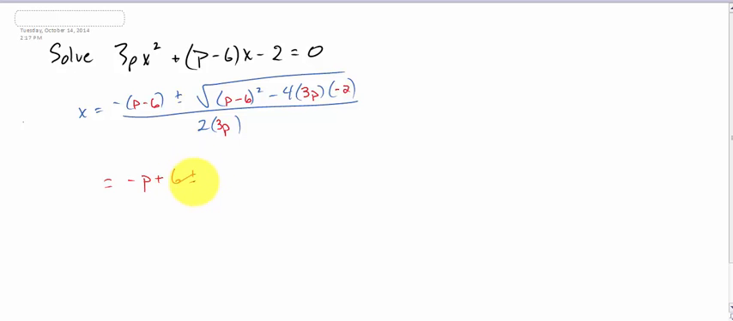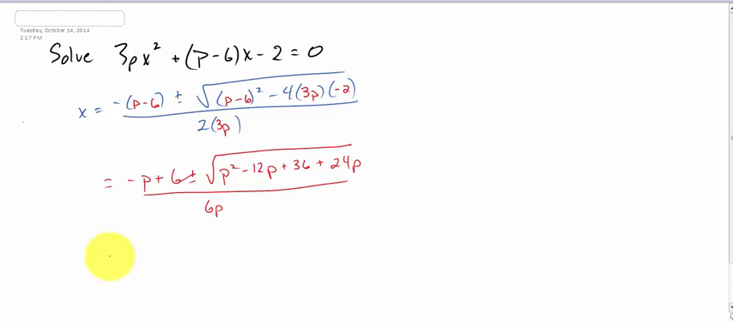So negative p plus 6, plus or minus. Now, we got to do some cleanup underneath the radical. P squared minus 12p plus 36, and then we're going to have plus 24p, all over 6p. We keep manipulating, keep working, keep grinding away.